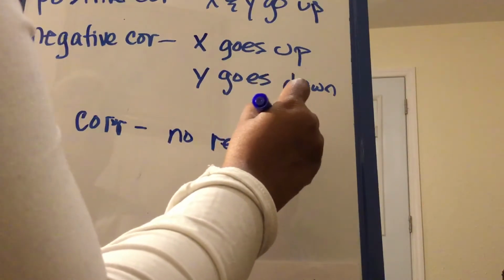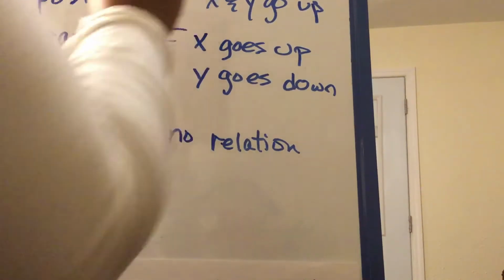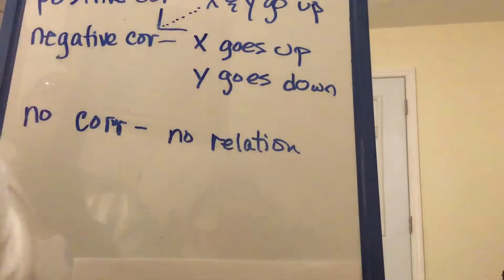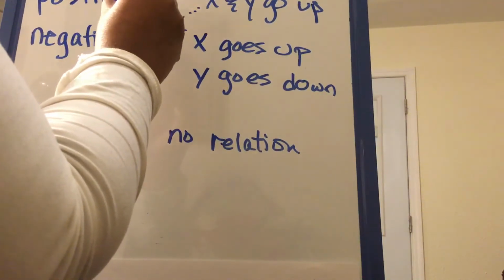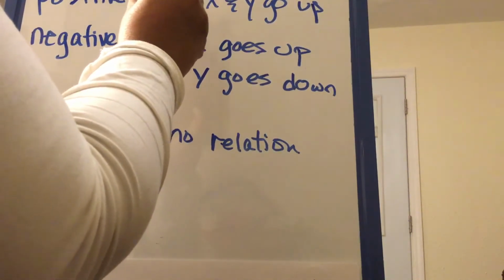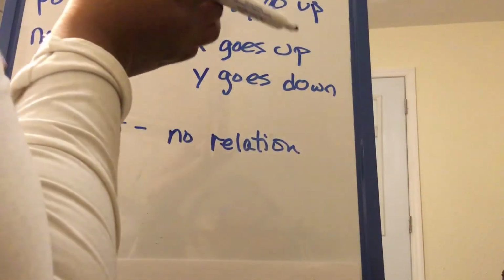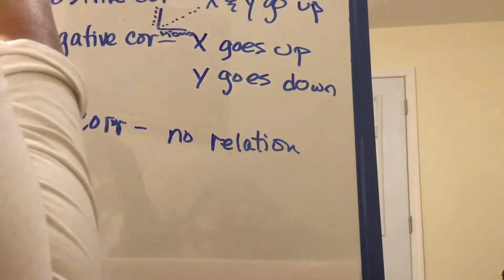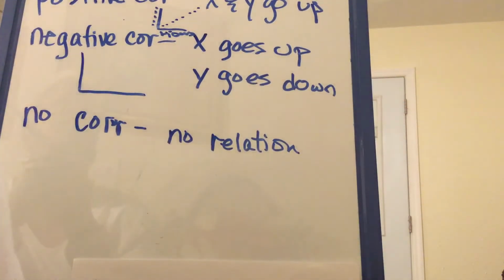So I'm going to just show you how the graphs look. In other words, this is your graph. So let's say, for instance, these are the hours that you study. Then your test scores go up. The more hours you study, the more your grades go up. That's a positive correlation.